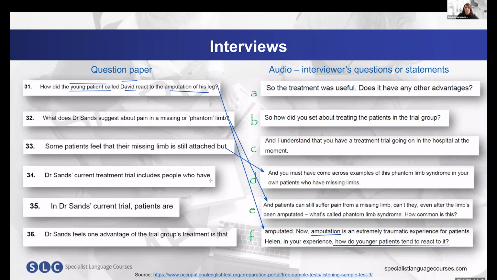Then we move on to treatment. So we're looking for a statement, a signpost, or a question to introduce the topic of treatment. All right, so we've got C. I understand you have a treatment trial going on. Notice there's no question from the interviewer here. It's a statement in order to move the speaker on. Then we have more questions about the current trial and the patients.